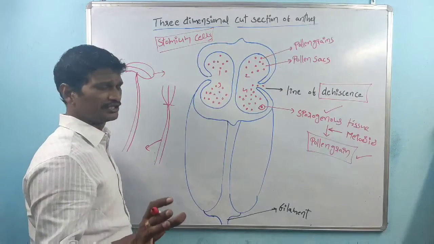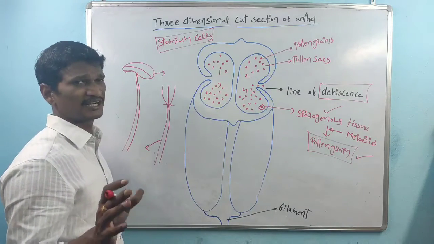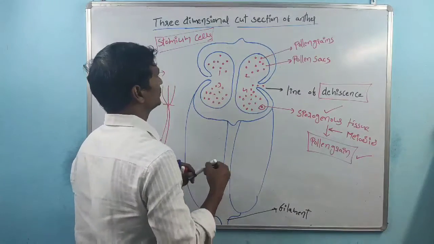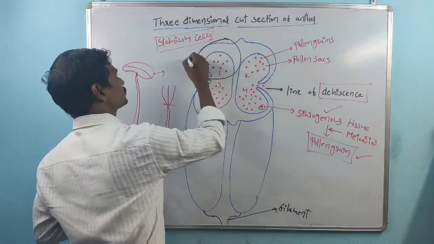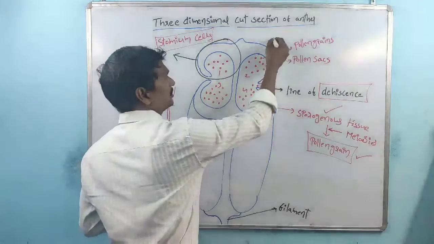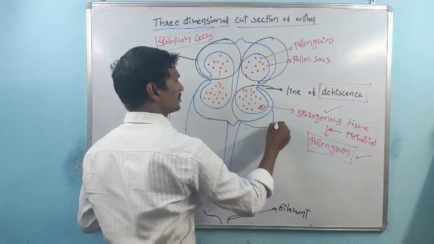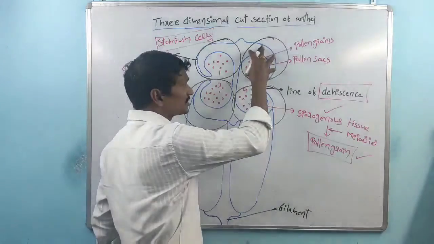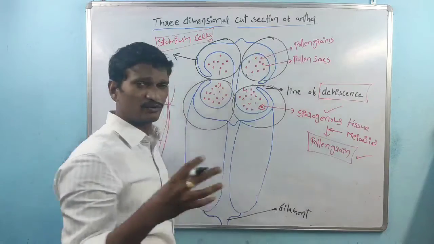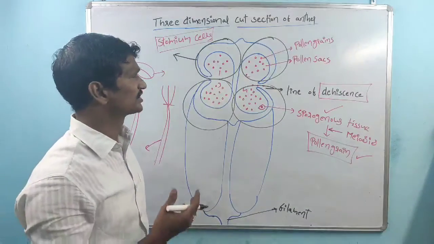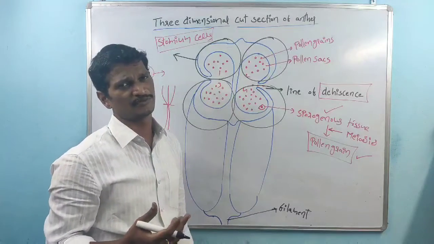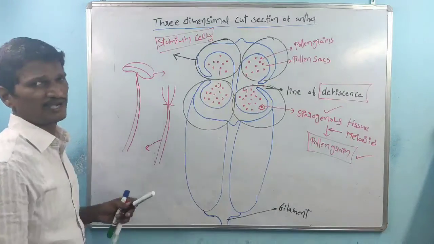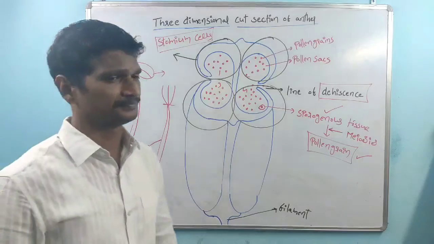Remember, the three-dimensional cut section of the anther contains 4 pollen sacs. Particularly this part is called the sporangium. This particular pollen sac region is called the sporangium. Now we will discuss the structure of the sporangium. So this is about the cut section of the anther.